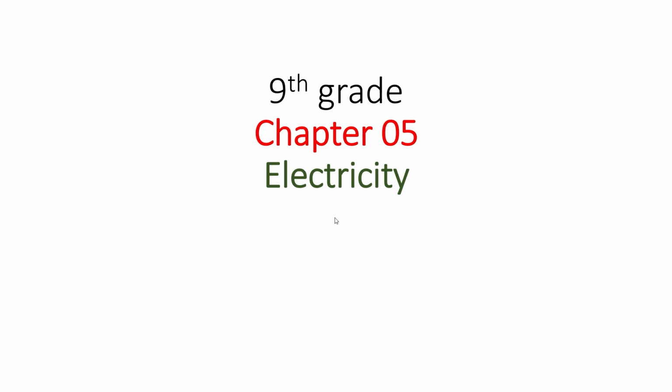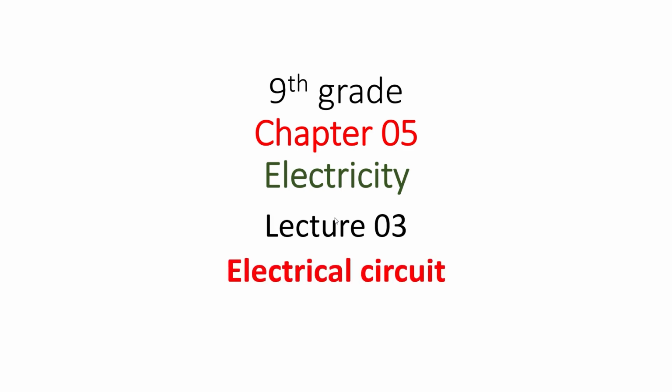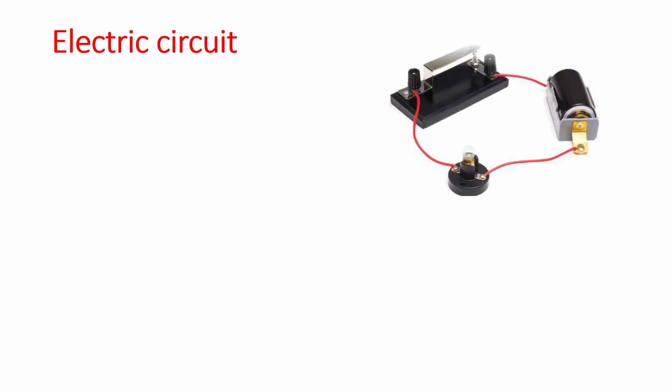Today we are going to start lecture number 3 of chapter 5, Electricity, grade 9, which is related to the electrical circuit. Before understanding electricity, we have to know about the path of electric current, and this path of electric current is called an electrical circuit. So let's begin our lesson by discussing the electrical circuit.